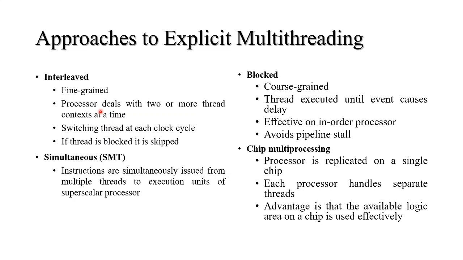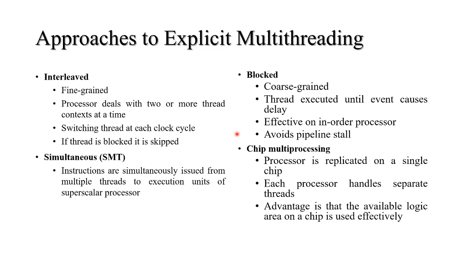So broadly speaking, there are four principal approaches to explicit multithreading. One is interleaved multithreading, also known as fine-grained multithreading. The processor deals with two or more thread contexts at a time, switching from one thread to another at each clock cycle. If a thread is blocked because of data dependencies or memory latencies, the thread is skipped and a ready thread is executed.